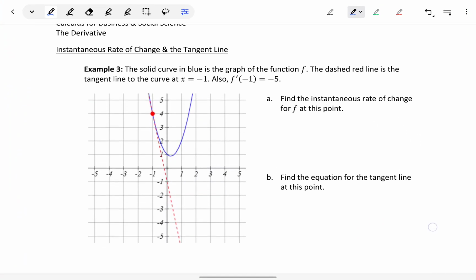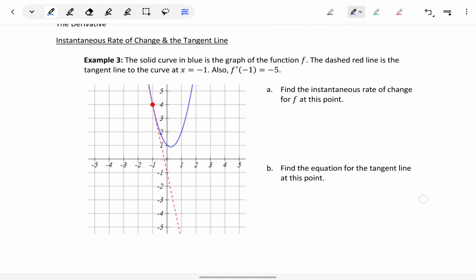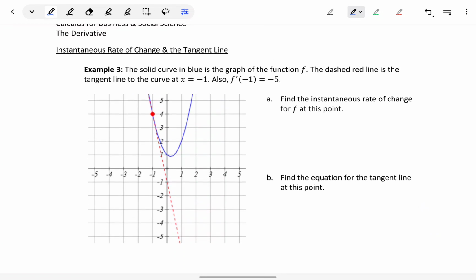In examples 3 and 4, we have examples of a curve graphed along with its tangent line. And we're also given this new notation, this new information. We would read this by saying f prime of -1. And that f prime notation is the derivative of our function f evaluated at -1. We haven't really talked about what the derivative is yet. We don't know how to construct that. We're just being given this piece of information that the derivative of the function being graphed at x equals -1, that derivative function has a value of -5.